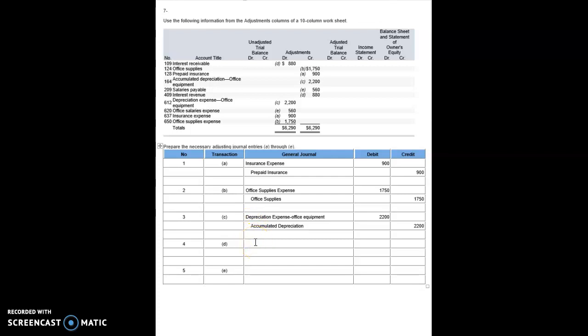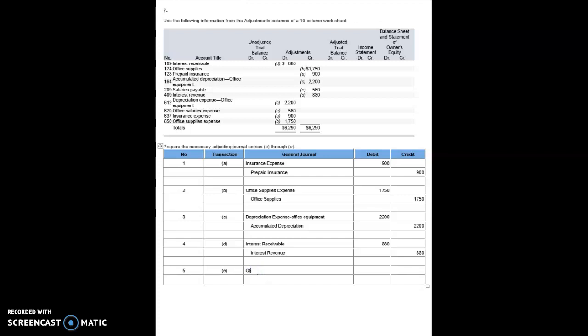All right, under 4D, we have a debit under interest receivable for $880. And we have a credit to interest revenue for $880. So this will be the adjusting entry where we're billing the client for services that we've completed that we had not yet billed.